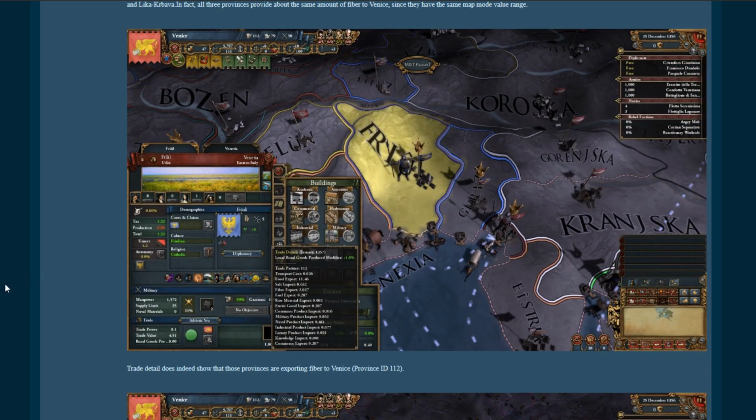So, moving down again. Trade detail does indeed show that these provinces are exporting fiber to Venice, which is ID 112.